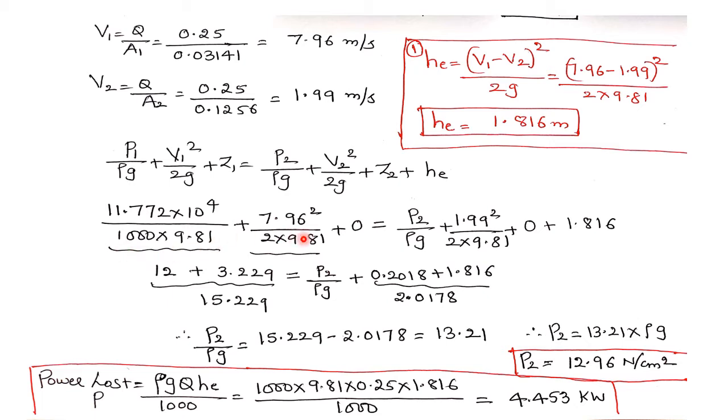So we have simplified this equation. So here this is 12, this is 3.229. So the total simplification of this will be 15.229, with P2 upon rho g kept as it is.